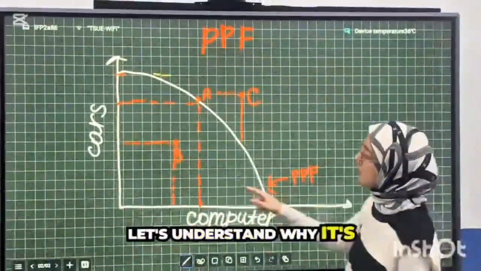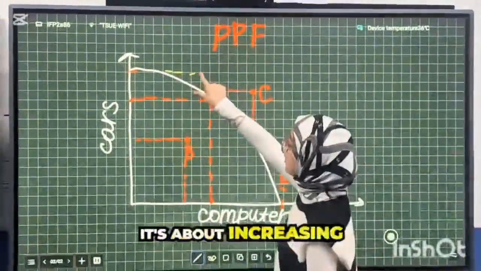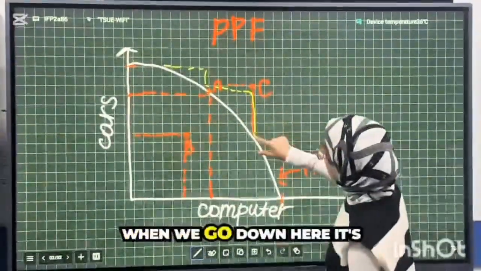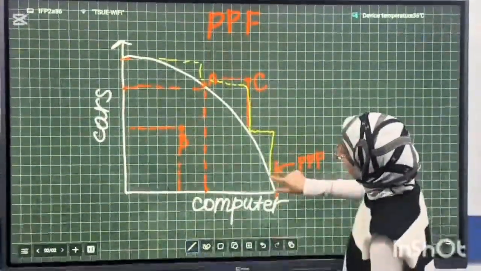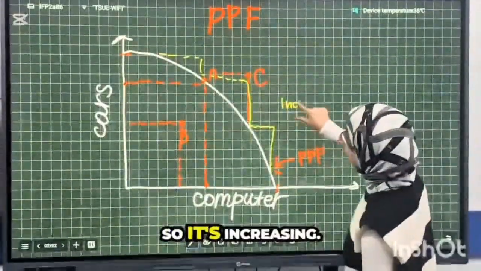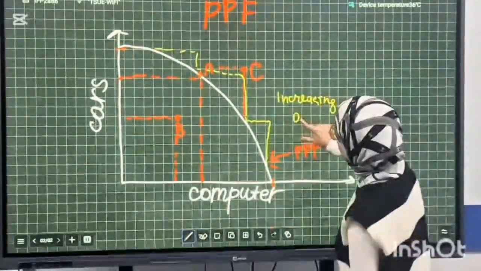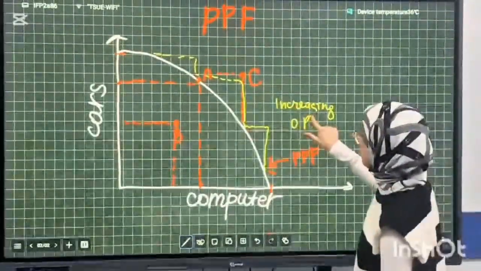Let's understand why it's bowed out. It's about increasing opportunity cost. When we go down here, it's increasing opportunity cost.